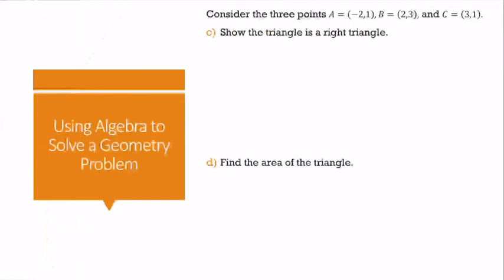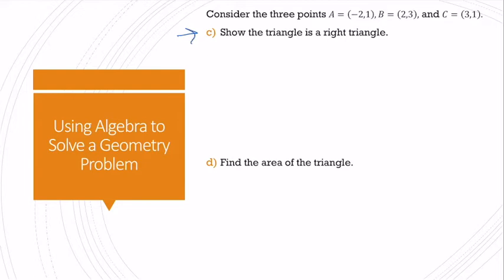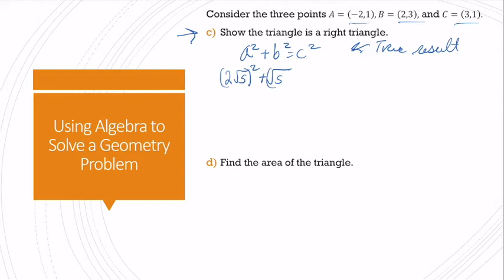The next part of this problem says show the triangle is a right triangle. To show that, I know the lengths of any right triangle will work with the equation a squared plus b squared equals c squared. So I will get a true result, showing these 3 points give us a right triangle, as long as their distances make this a true statement. Let's plug that in. One of my sides was 2 square root of 5, squared. Another side was square root of 5, squared. And the longest side was 5. And the longest side is always the hypotenuse, C.